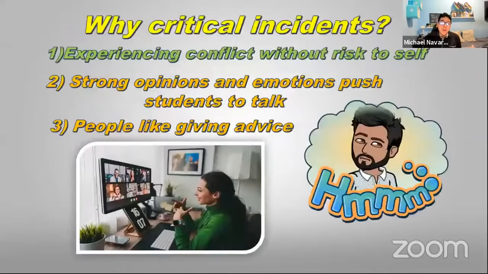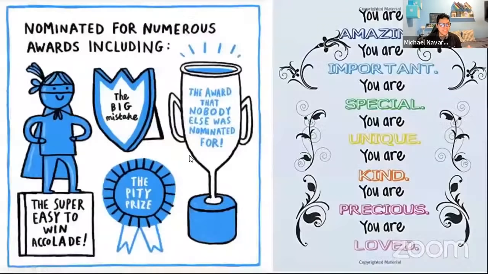What else? Strong opinions, as I said before. Strong opinions and emotions push students to talk. When I show these critical incidents, my students become participative. They are really critical sometimes, and they share their opinions. Sometimes they change their mind, and they learn a lot from other cultures. Wow, teacher, I didn't know that, right? Like today, for example, somebody shared in the chat box that tutti frutti in Mexico is called basta. I didn't know that, you see? But just by sharing these cultural things, by including these critical incidents, we can broaden our horizons, right? Okay, very good. And finally, people like giving advice.